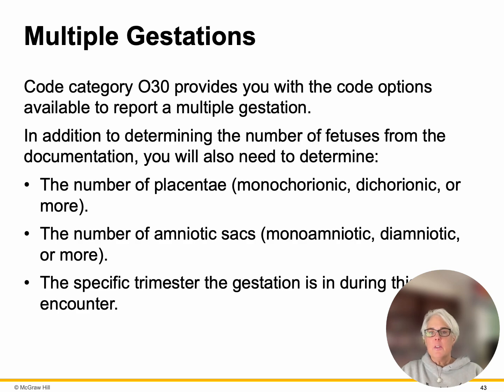So for multiple gestations, we're looking at code category O30, and this tells me how many fetuses there are and often notes whether the placentas and amniotic sacs are shared or separate. Terms such as monochorionic, dichorionic, monoamniotic and diamniotic are always tricky to pronounce. They describe how the fetuses share or don't share these structures. Those details help me select the correct code and tell me how high risk the pregnancy is.